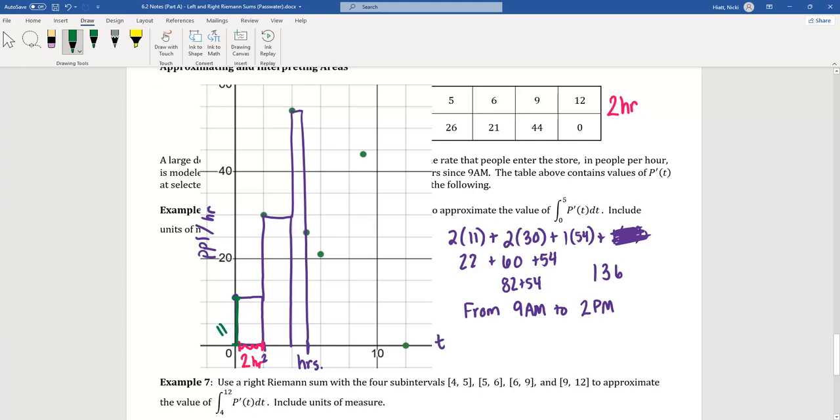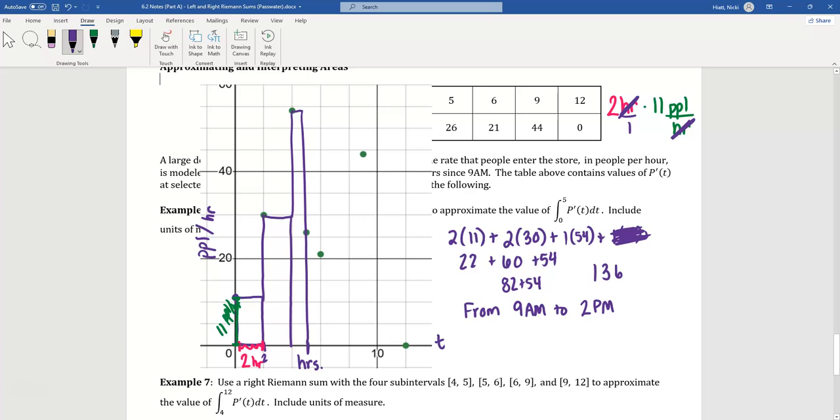And how is my vertical length being measured here? People per hour. So I've got 2 hours times 11 people per hour. I like to write that as a fraction right there. The hour is like hours over 1. This is all in the numerator, right? Hours cancel with hours here. So I'm just doing this as the first rectangle.